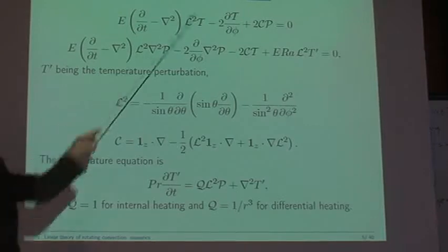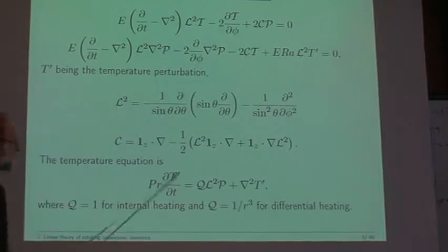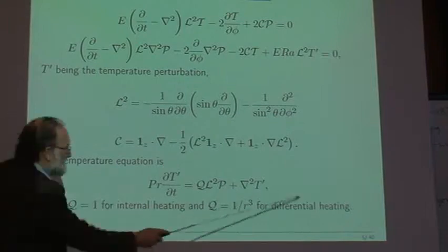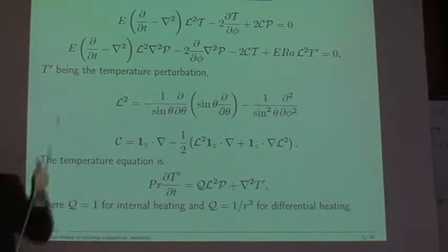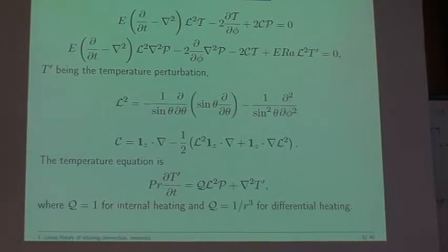So we have essentially three equations for toroidal, poloidal, and temperature fluctuation. And these are linear equations, because we've dropped all the non-linear terms, and we have to solve these. And there are two standard cases, perhaps the most commonly solved. Certainly historically, the first one to be looked at was the internal heating. That's where the whole sphere is driven by a uniform internal heating.